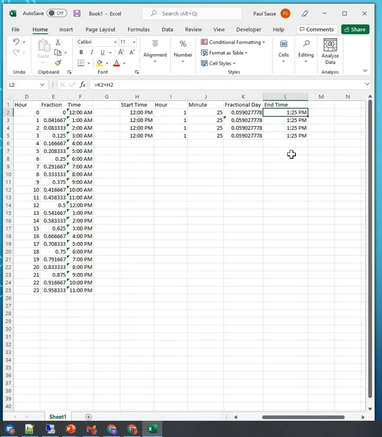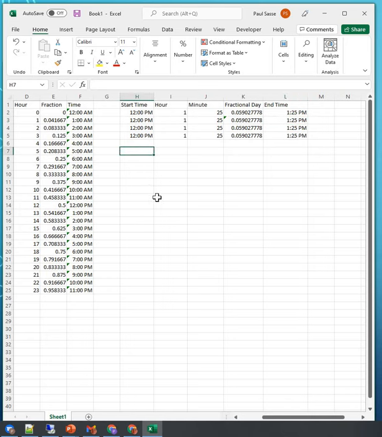Okay, now if I just add this plus this, then 1 hour and 25 minutes after 12 p.m. is 1:25 p.m. Okay. You can do a little bit different method. This will get you to the same place. I did I3 and then I did J3 divided by 60 to get a decimal hour, and then I divided that by 24. You get the same fractional day, and then I added it again.